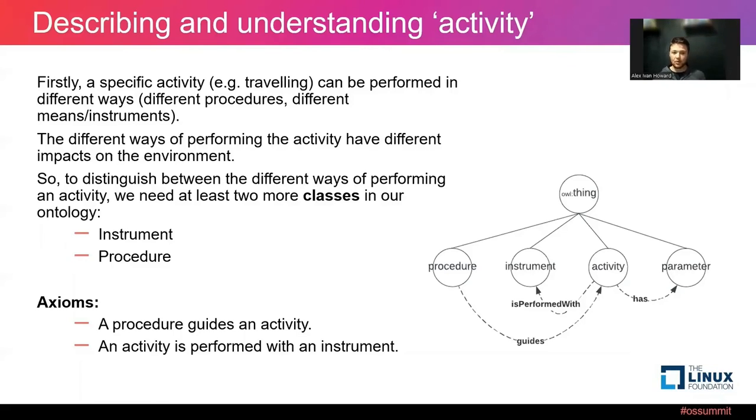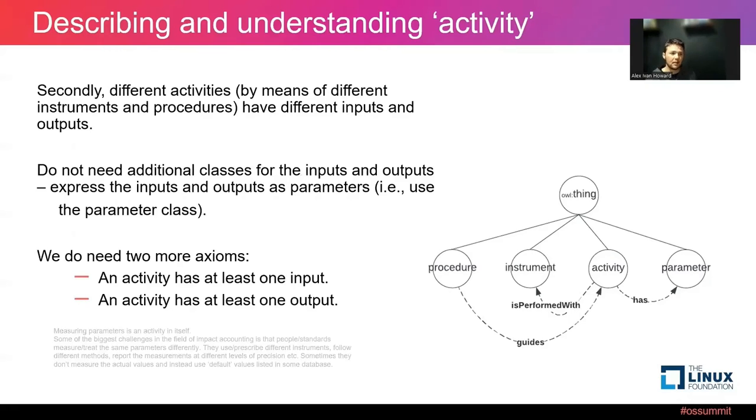To distinguish between them, we need to add two classes to the ontology. Firstly, that of instrument, and secondly, that of procedure. And the axioms that go with them are that a procedure guides an activity. It's like the recipe, the steps that one follows, the set of actions that must be conducted to perform the activity. An activity, on the other hand, is performed with an instrument. You always use something to do something. The second thing about activities that the ontology must capture is that activities have inputs and outputs.